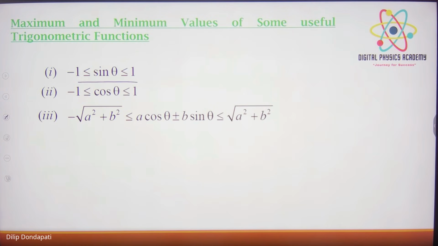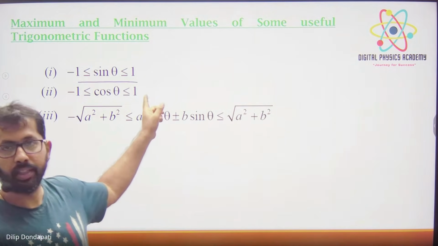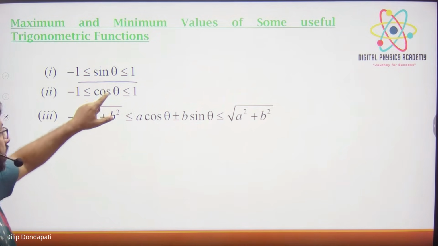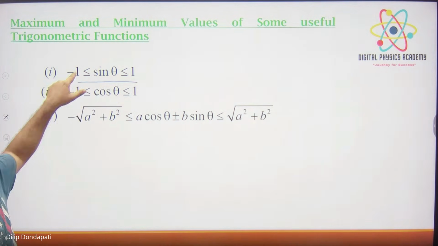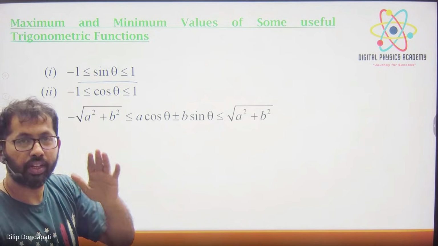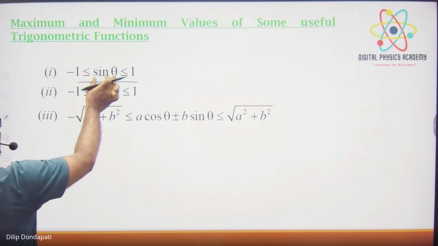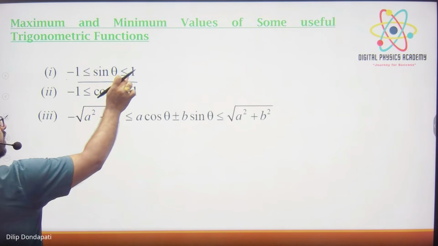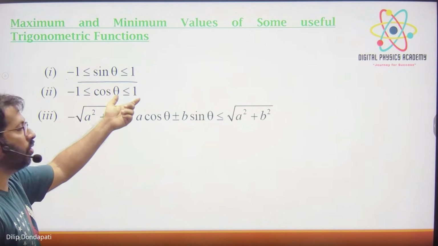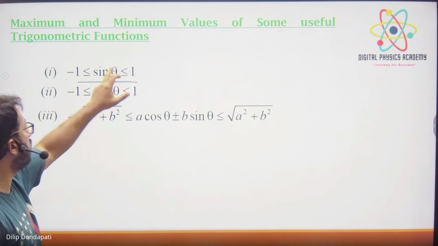This is called inequalities. In maths, we will get inequalities, less than, greater than, all these are inequalities. Can you read this one? Sine theta is greater than or equal to -1 and is lesser than or equal to 1. Very good, super. This should be greater than or equal to -1, lesser than or equal to 1. Similarly, cos theta is greater than or equal to -1, less than or equal to 1. So this is the maximum value, this is the minimum value.